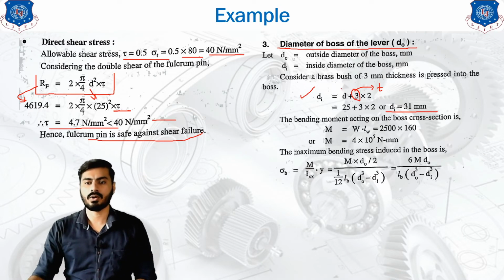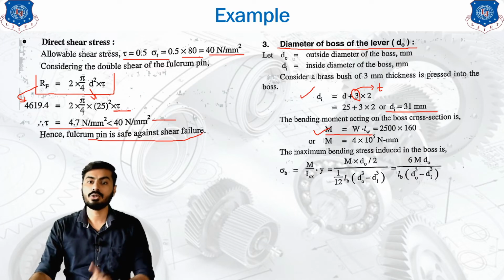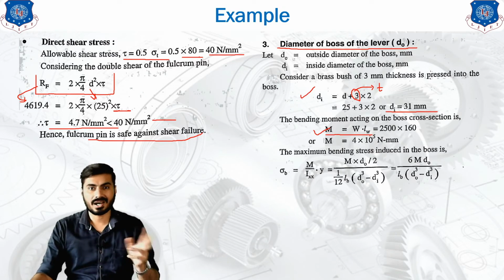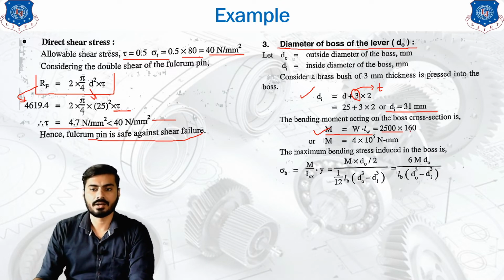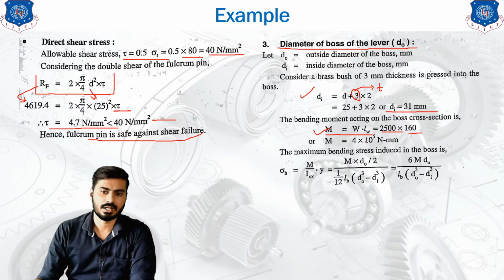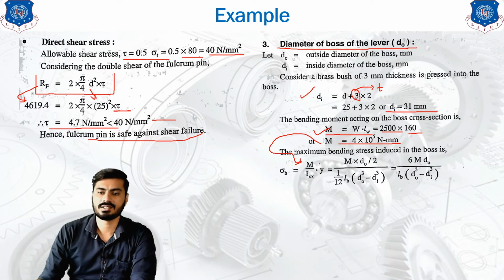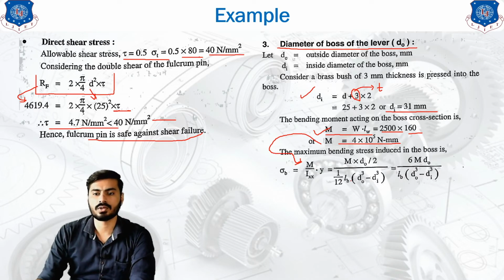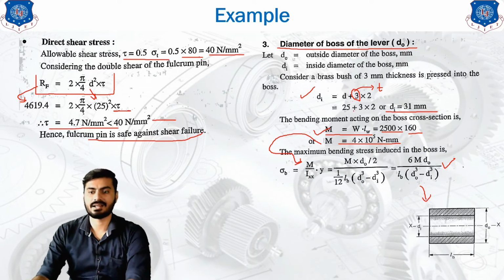So now we will calculate the moment which is required in the bending equation. Moment can be calculated using W into LW or P into LP. Both are equal as per the rule of the moment. So W into LW equals 2500 into 160. Now we have the value of M. Now we are going to substitute this value in this equation, that is M by I. Now we have to calculate this value using the final equation, which is this, and this equation comes from the diagram given below.